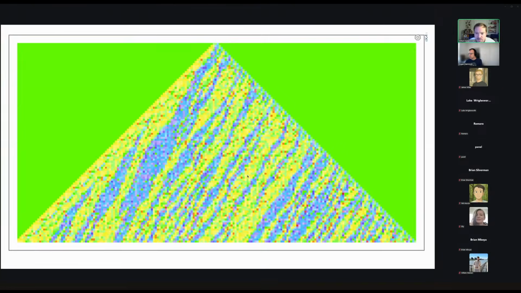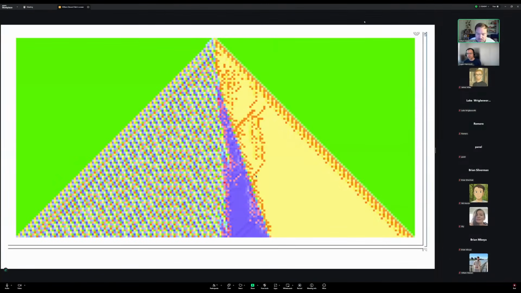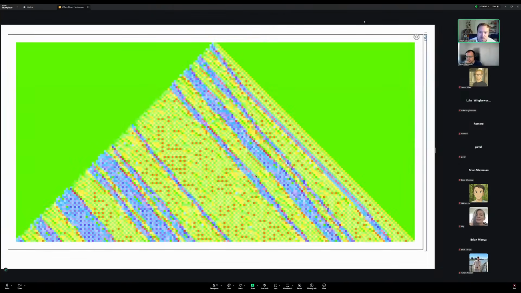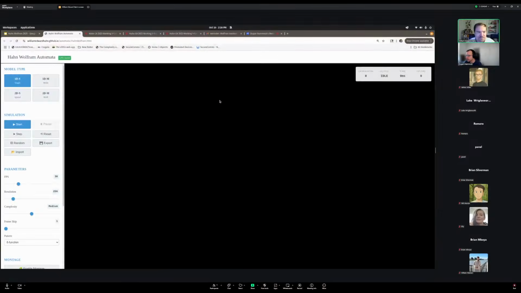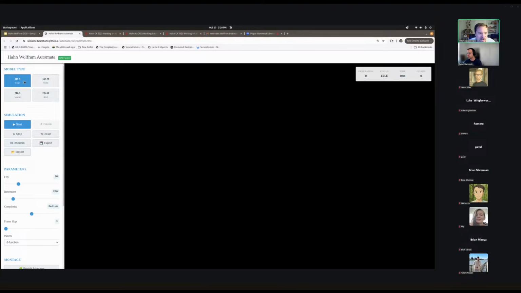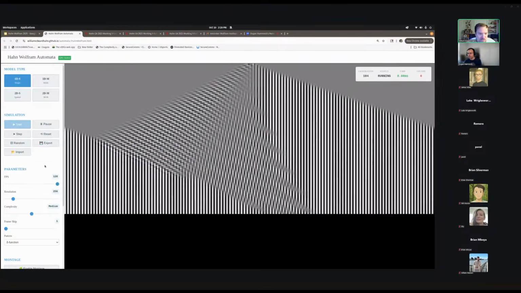I'll just flip through these here. And so now we can go through and try to catalog all of these sort of pseudo patterns. So now I want to show you, I made another dashboard for this that you can also run on the web. And there's a few different options here. We can do it in black and white, and we can run this. We can change the speed at which it runs.